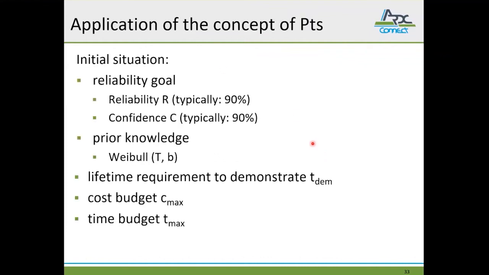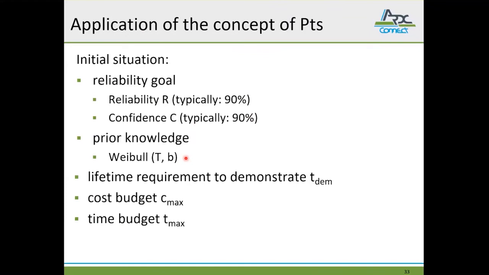We have here a typical initial situation that you probably all know. We have a reliability goal, which is reliability R, typically 90%, sometimes also 50%. Then we have the confidence, which is also chosen as 90% or 95% here. And then we need the prior knowledge. Alex already told you about this prior knowledge. In our studies, we use the Weibull distribution T and B. Some of you know it as eta and beta.